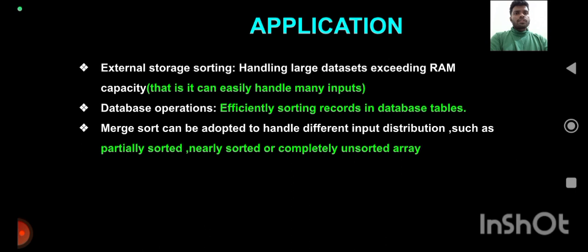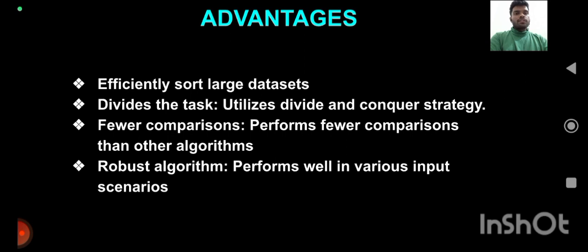Now the application: the application of merge sort is that it can handle a very large set of inputs, and it can sort the data sets very efficiently. And it can sort partially sorted arrays, nearly sorted or completely sorted arrays. The advantages are that it can efficiently sort large data sets, and it employs the divide and conquer strategy. Most important is that it can sort the elements with fewer comparisons and performs well in various input scenarios.